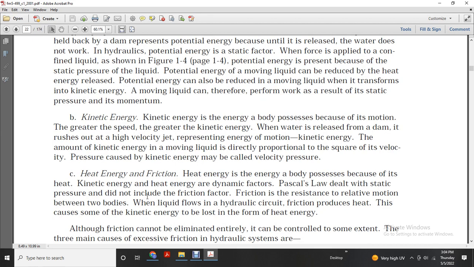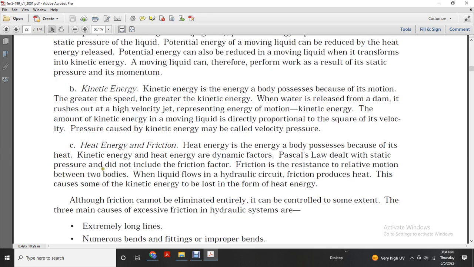The greater the speed, the greater the kinetic energy of the water released by the dam and rushing out in a high velocity jet, representing the energy of motion. The amount of kinetic energy in a moving liquid is directly proportional to the square of the velocity, and the pressure related to the kinetic energy may be called the velocity pressure.